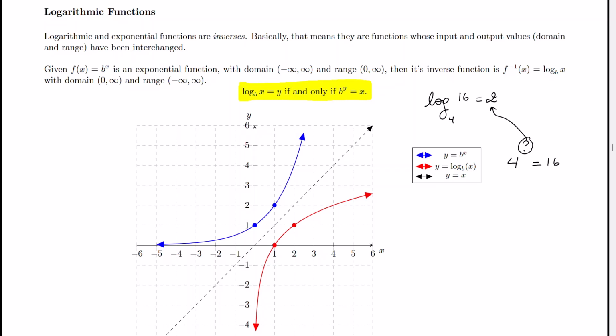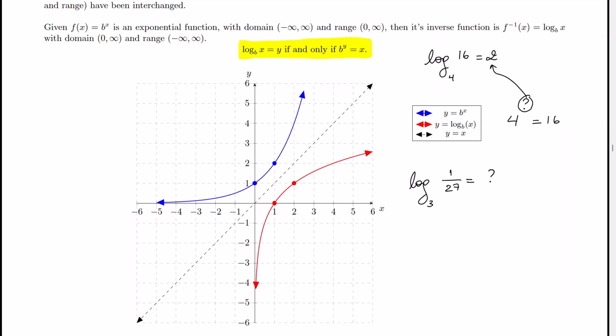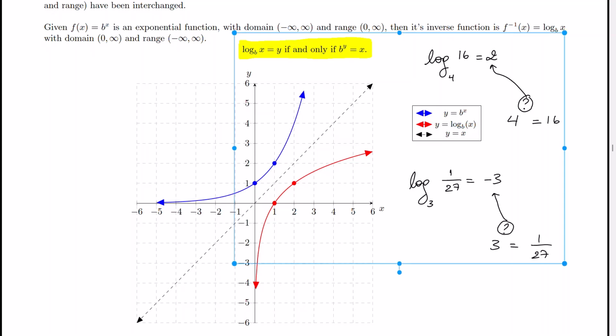To give you another example, if I say log base 3 of 1 over 27, you should think to yourself, what power do I give the 3 that's in the base? So what power do I give it to get at the end 1 over 27? Maybe you know this, maybe you don't, but the power that you need to write down is -3, because 3 to the power of -3 will be 1 over 27. So that's how we interpret this logarithmic notation.